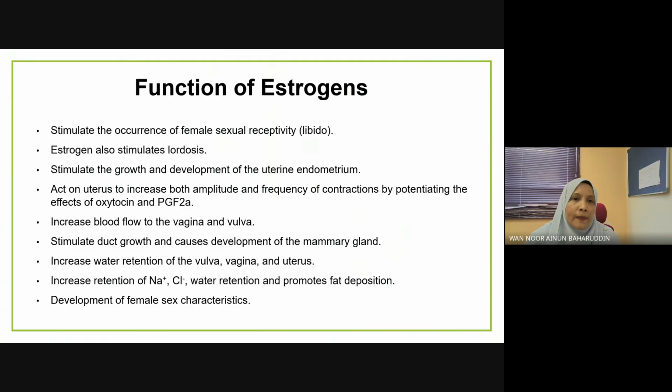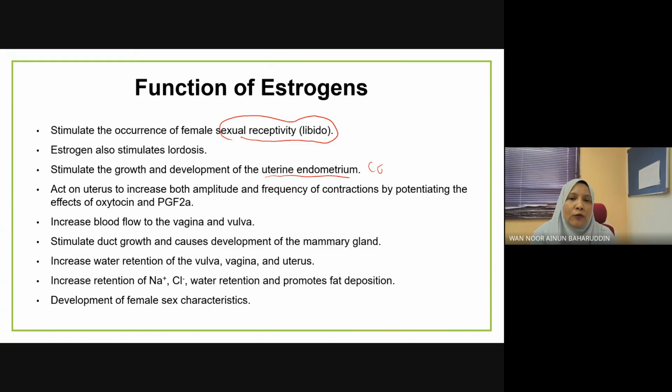Okay. Function of estrogen: to stimulate libido, the urgency of sexual receptivity. It will also stimulate lordosis. And to stimulate growth and development of the uterine endometrium.